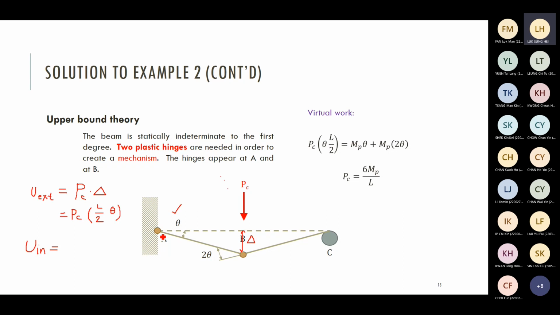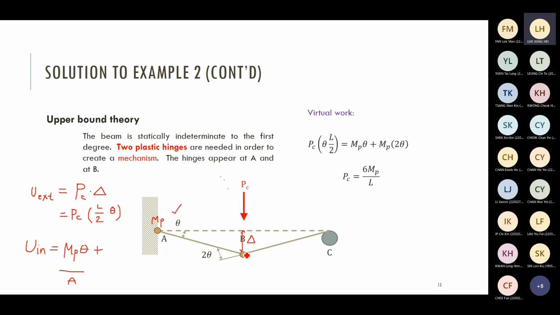At point A, the plastic moment is MP. My plastic moment is always the same, supposing the beam is homogeneous along the whole section. The rotation, you can see clearly, is equal to theta. So MP theta is the first term, the plastic work at point A.